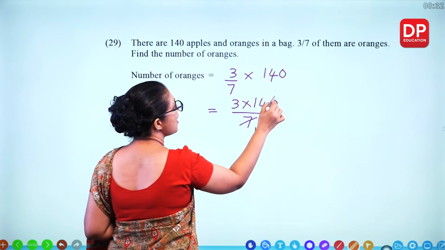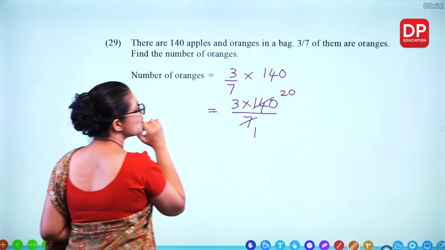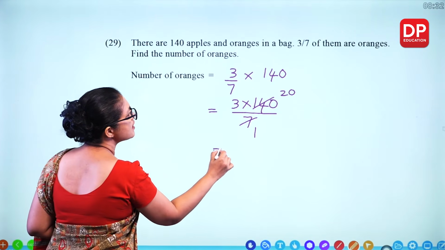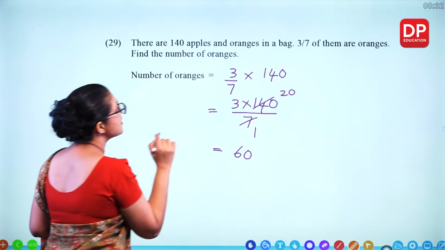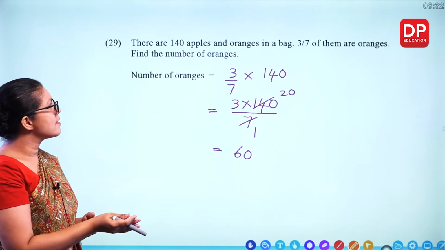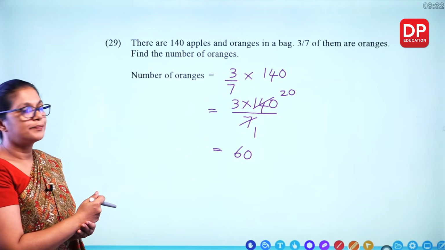Simplify. 7 times 1 and 7 times 20 there. So 3 times 20, you get 60. So 60 oranges are there in the bag.